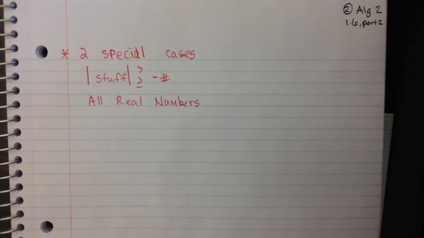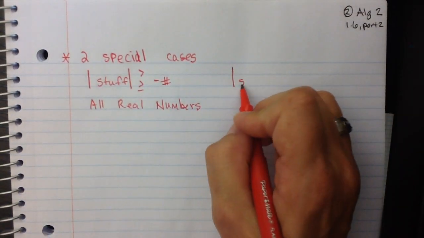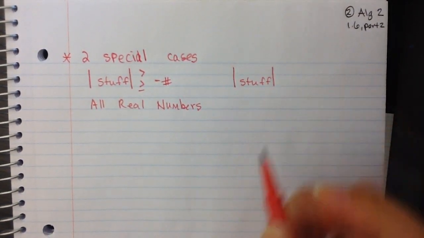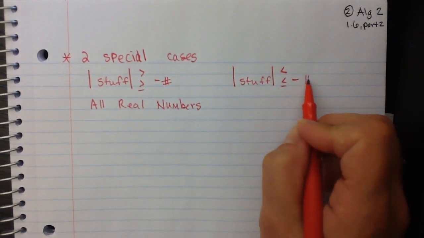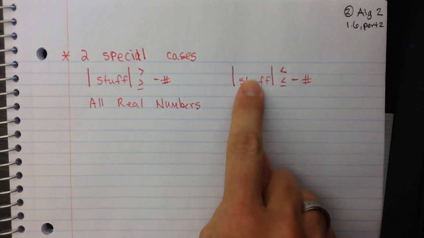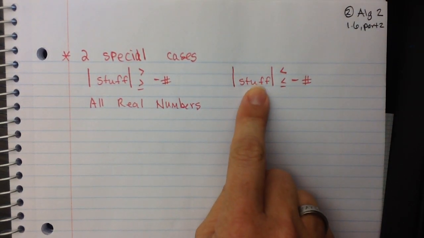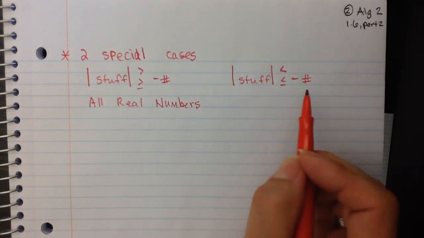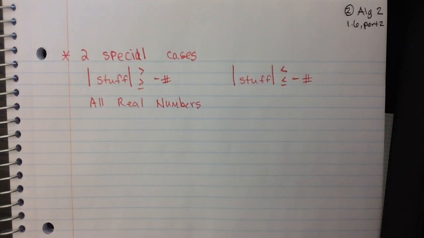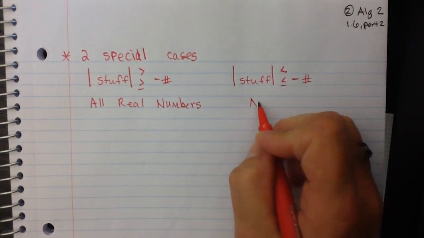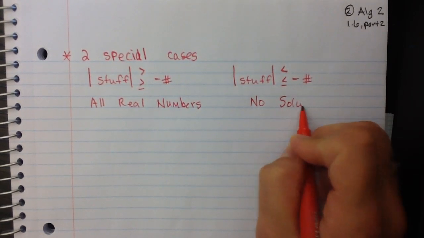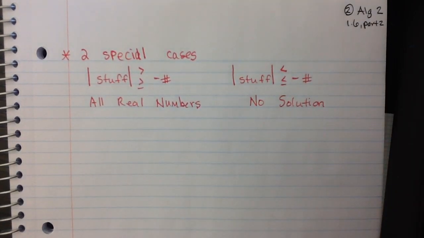Now the other special case is related to this, and that's when I have the absolute value of my stuff is either less than or equal to a negative number. And again, since whatever comes out of my absolute value has to be positive, then it can never be less than or equal to a negative number, so that would have to be no solution. I'll show you a couple of quick examples of that.